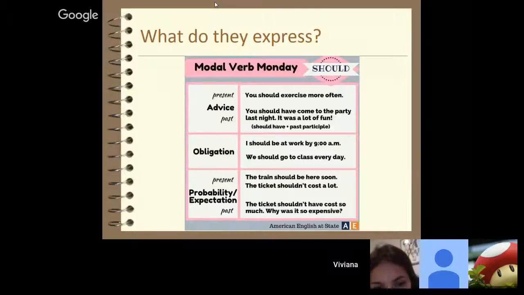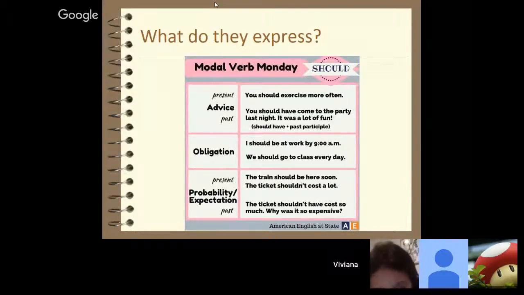Now, we have an obligation. I should be at work by 9 a.m. And we should go to the class every day. We should clean or wash or brush our teeth every single day, three times a day. And something that you should do.